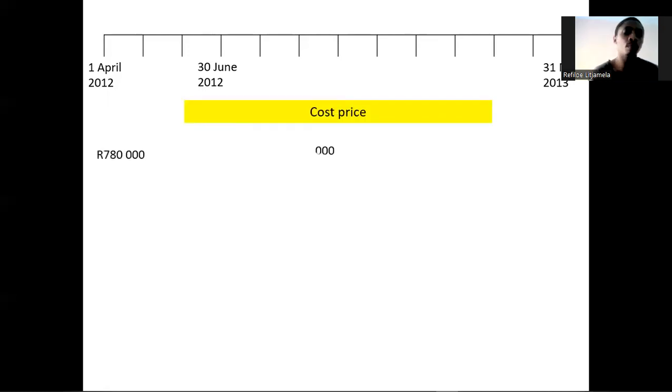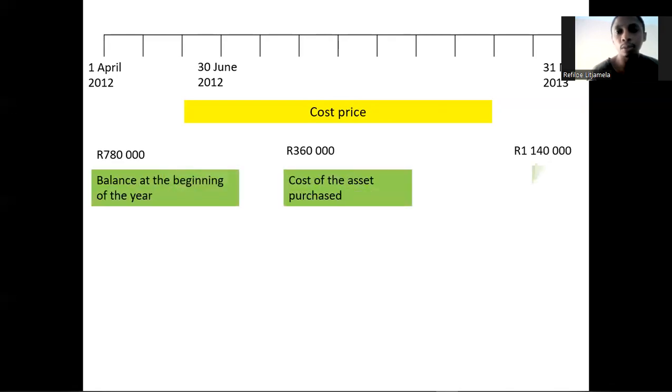We bought a new vehicle worth 360,000. Note that the cost of vehicles at the beginning of the year was 780,000. You're going to add the cost price of the vehicle that we just bought, which is 360,000. It'll give you the total cost price of all vehicles at the end of the year, and that will be 1,140,000.